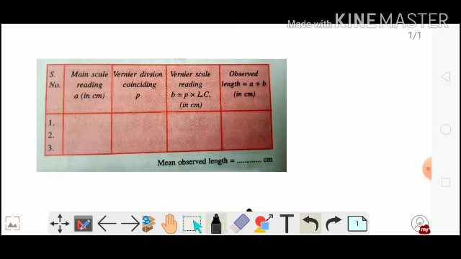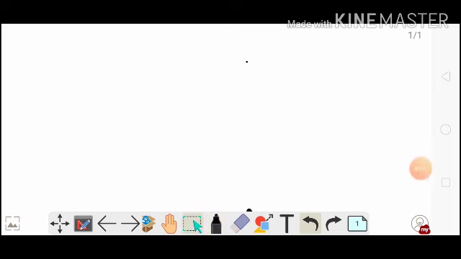You can clearly see that these are the places for the main scale reading. Then you have to write down the vernier scale reading here, the vernier division, that is the point on the vernier scale that coincides with the main scale. And here you have to multiply the vernier reading with the least count and write it here, and here is the total reading or the observed length, that for our case was 0.36 centimeter. Now, not all vernier calipers devices are perfect.